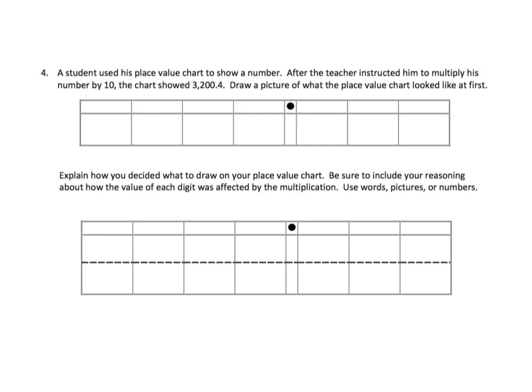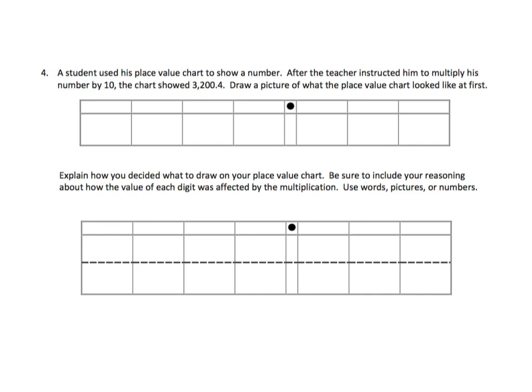Number four, a student used his place value chart to show a number after the teacher instructed him to multiply his number by 10. The chart showed 3,204 tenths. Draw a picture of what the place value chart looked like at first. Then it says explain how you decided what to draw on your place value chart. Be sure to include your reasoning about how the value of each digit was affected by the multiplication. Use words, pictures, or numbers.